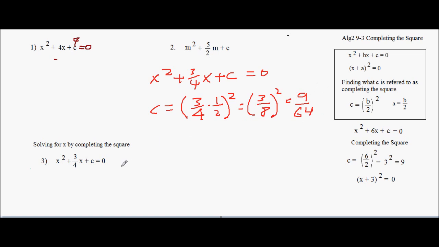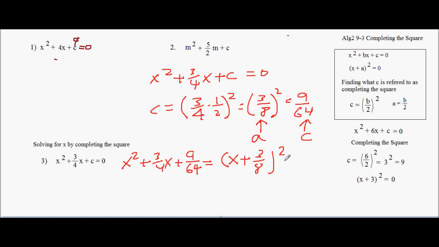Okay, now I'm done. This is A, right? And this is C in this formula, right? Well, here's C, this guy. So I can say then x squared plus 3/4 x plus 9 over 64 is equal to the square of x plus 3/8. This is A, right? A right here, 3/8, squared is equal to 0.